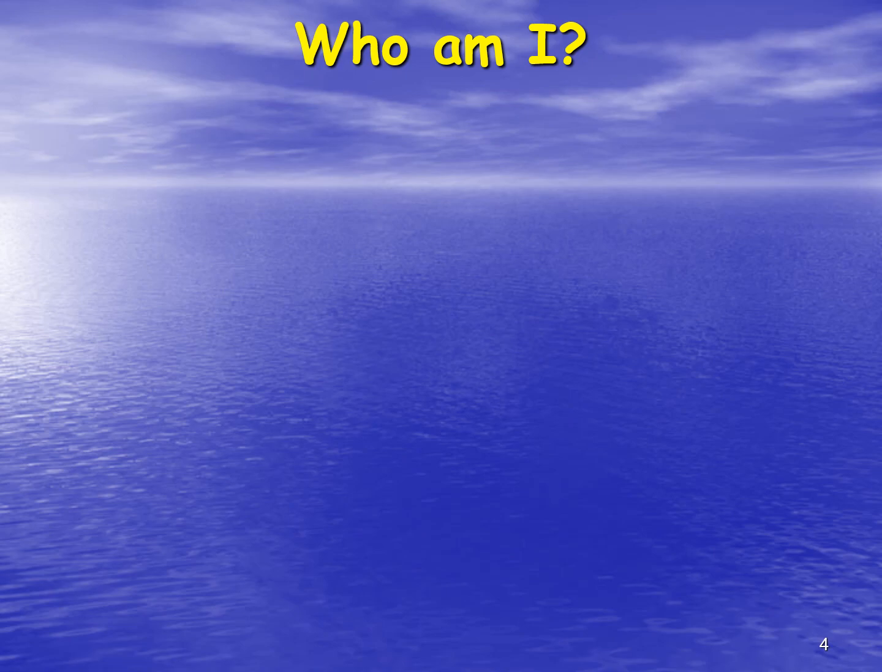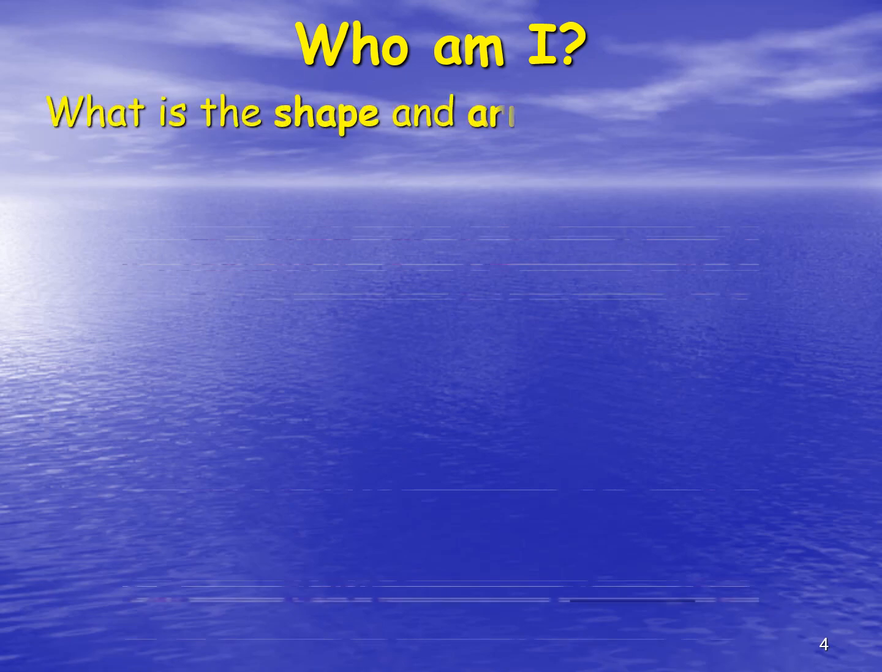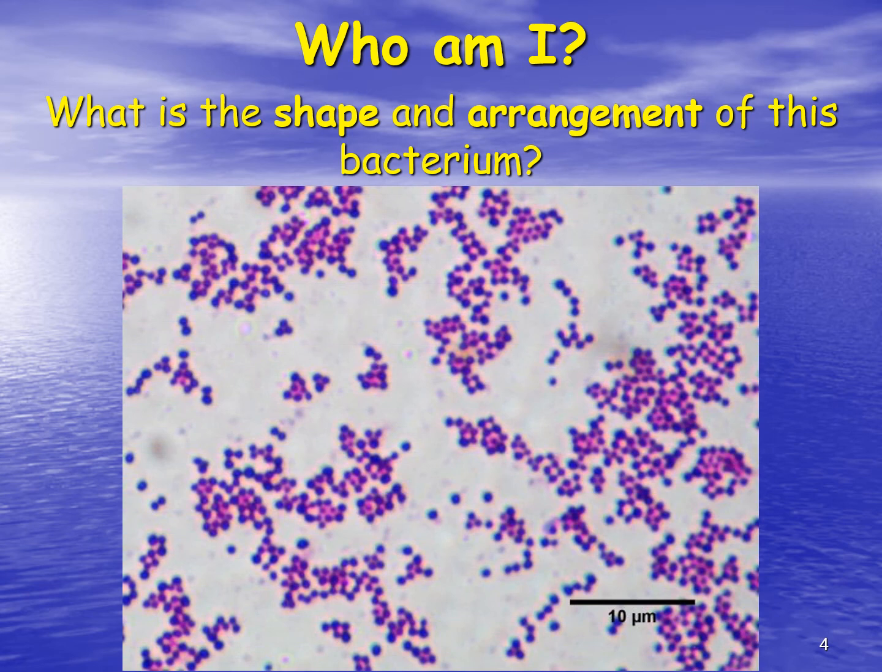So let's look at some of these. So here we have a picture of some bacterium. And so what is the shape and arrangement? So let's look at the shape first. So these typically are all round, and so they would be what? That would be the coccus. The arrangement, for the most part, they're grouped in clusters. And so this would be a staphylococcus.